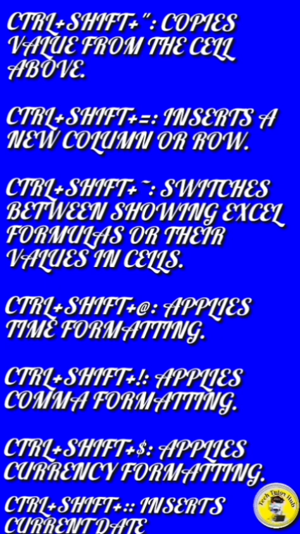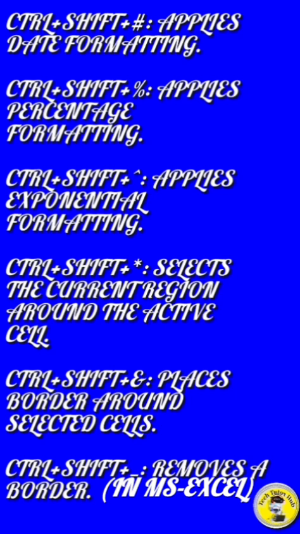Control Shift with exclamation applies comma formatting. Control Shift with $ applies the currency formatting. Control Shift with colon inserts current date. Control Shift with hash applies date formatting. Control Shift with percentage applies percentage formatting. Control Shift with caret applies exponential formatting.